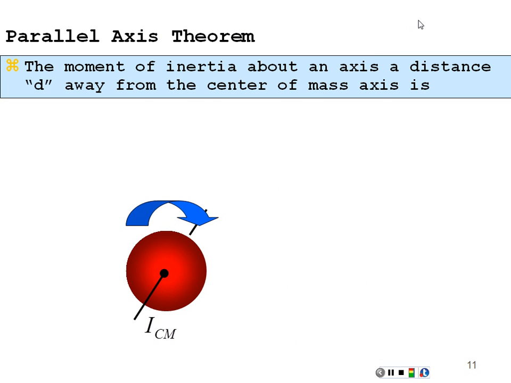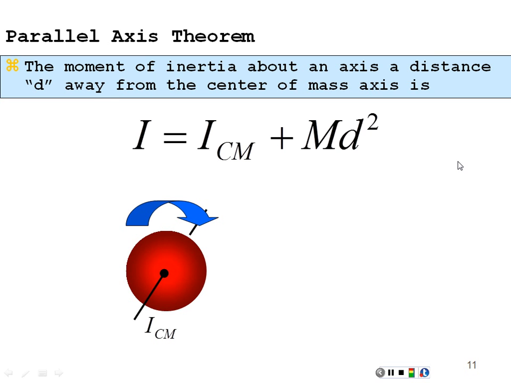What happens if you have an object which has a moment of inertia about some central point, but then you move it away and you move the axis over here, so now this object is moving around some point like this? What's the moment of inertia of that object about some parallel axis, some distance d away from its original point? We describe this by what we call the parallel axis theorem.